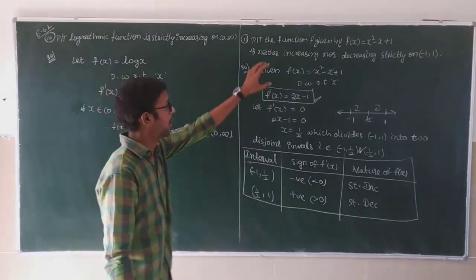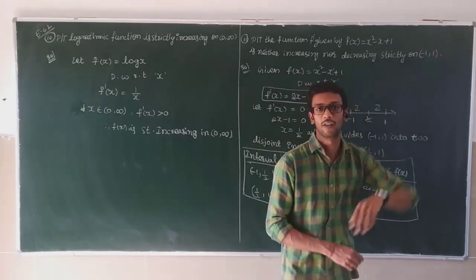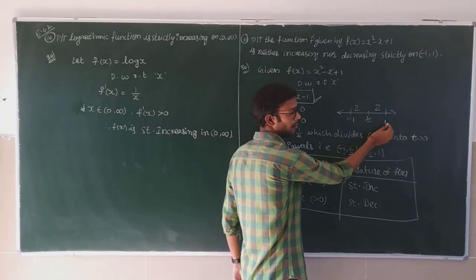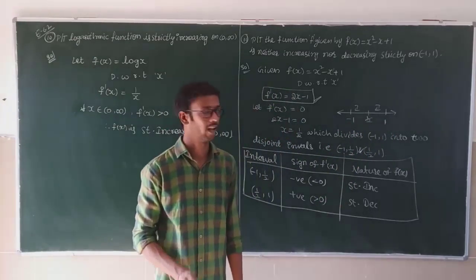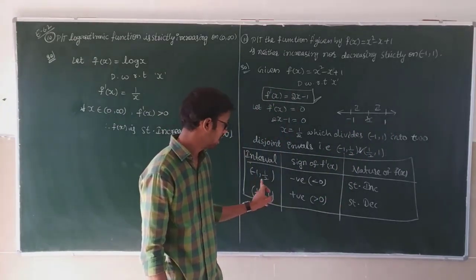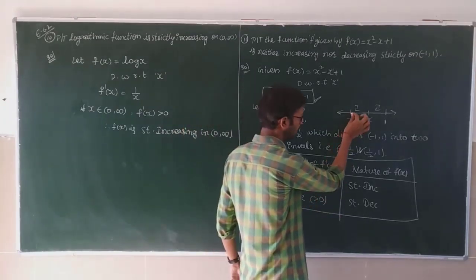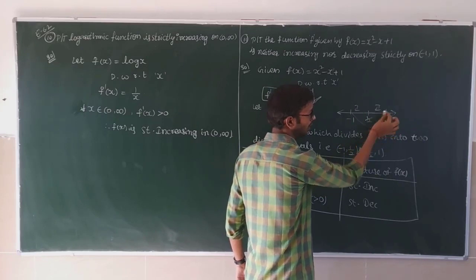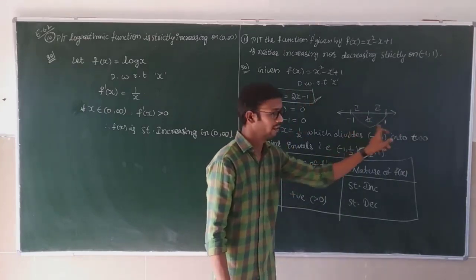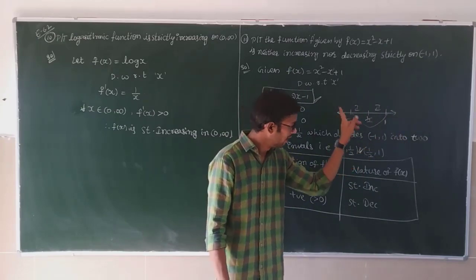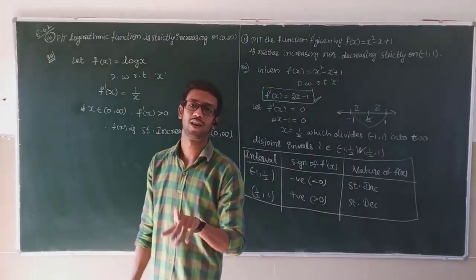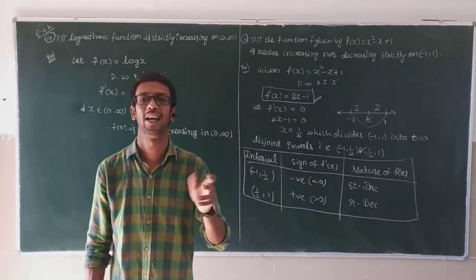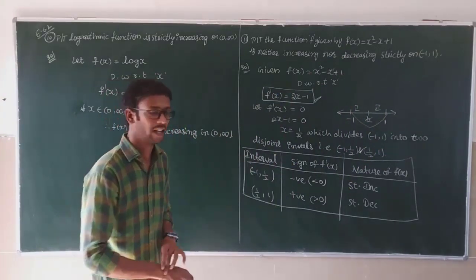Now the problem is minus 1 comma 1, we need to find. You see, minus 1 comma 1, increasing or decreasing is being asked. So first you see minus 1 comma 1 by 2 is decreasing, 1 by 2 comma 1 is increasing. In the total interval minus 1 comma 1, it is decreasing and increasing. I told you at the start, if in one interval increasing and decreasing both are there, it is neither increasing nor decreasing.